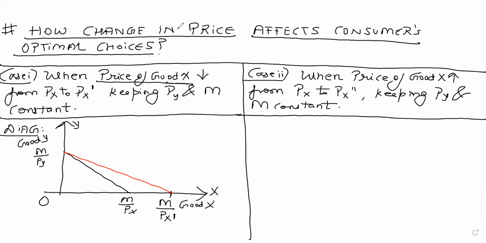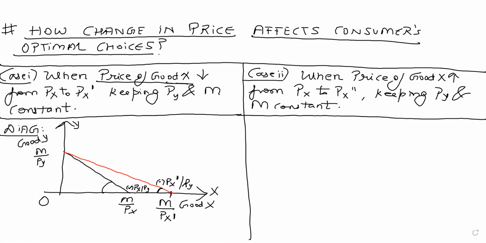Okay, so the slope of this budget line was minus Px by Py. I am writing it again so that there is no confusion to any student. The slope of this budget line is minus Px by Py, and the slope of this budget line is minus Px dash by Py. What has happened to the slope? The slope has gone down. That means you can clearly see the line has become flatter. It's making a smaller angle with the x-axis now.